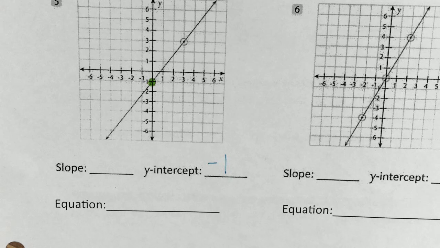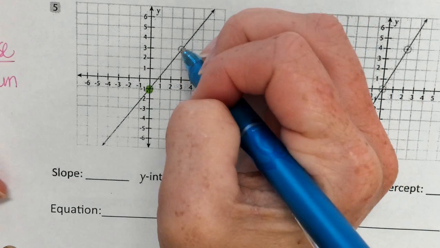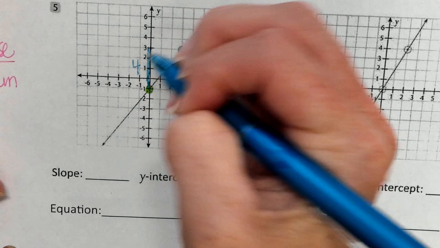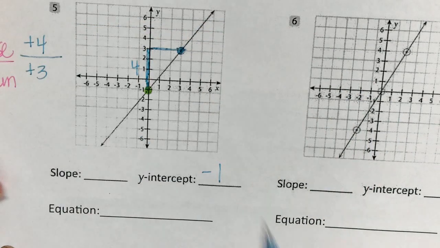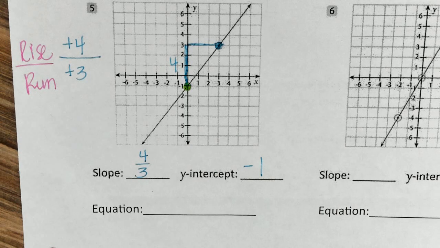Did everybody get the y-intercept correct? Yes. Perfect. Okay, go rise and run. And let's check your y-intercept. Did you get a rise of +4 and a run of +3? Now, I had a question. It was a great question. Can I leave it as an improper fraction? Absolutely. Please do not turn it to a mixed fraction.